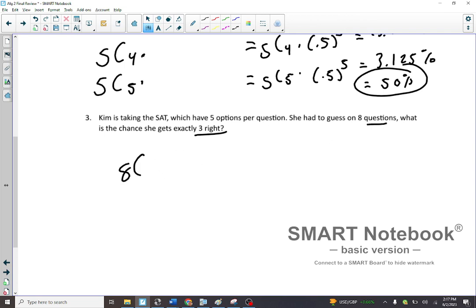So we're going to do 8 choose 3 times. Since there's 5 options per question, that means the chance of you getting it right is 0.2 or 20%. Since I want 3 right, I'm going to put a 3 here. Well, then I have to account for all the wrong things I do. So there's 0.8 for all the chances of me getting it wrong. If 0.2 is correct, 0.8 is left over. And if I get 3 right, there must be 5 left over of being wrong.